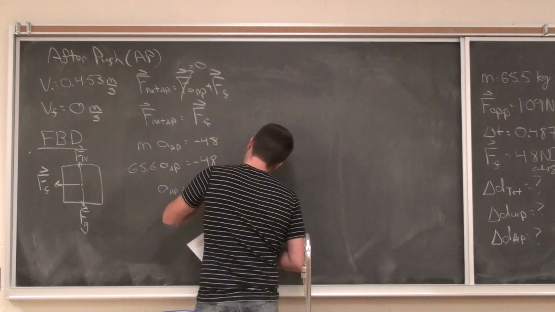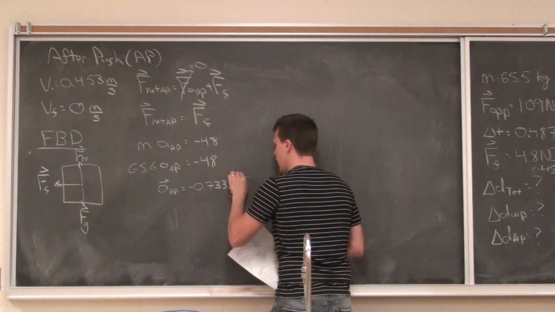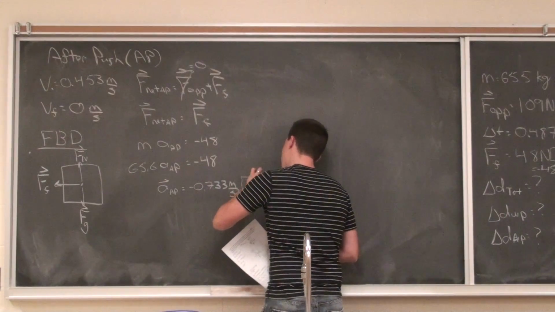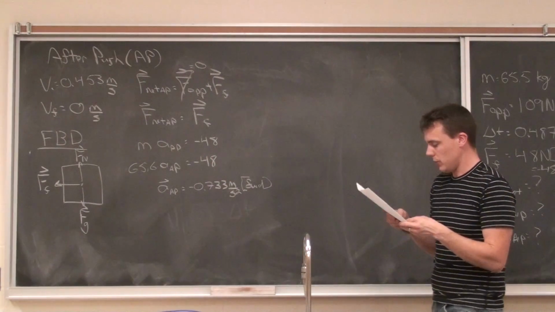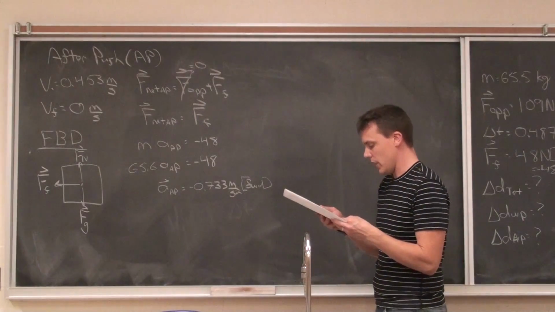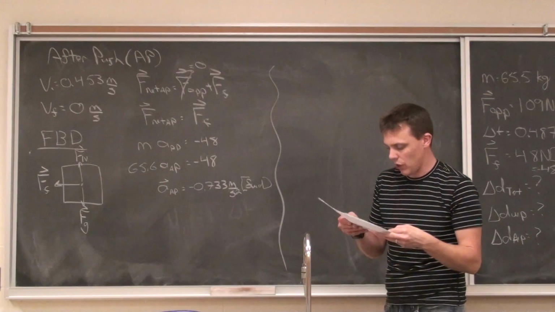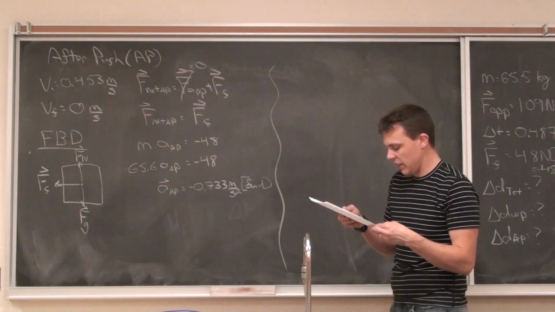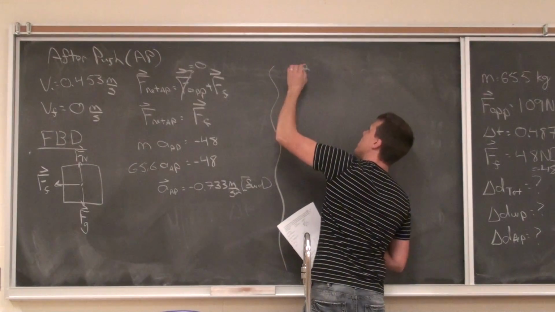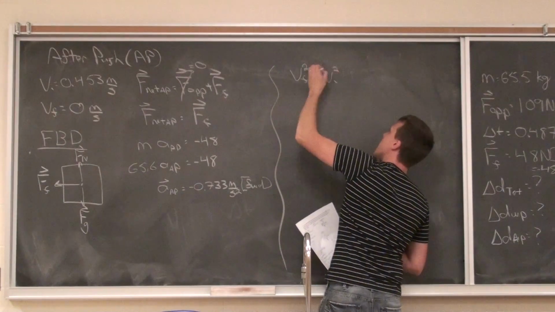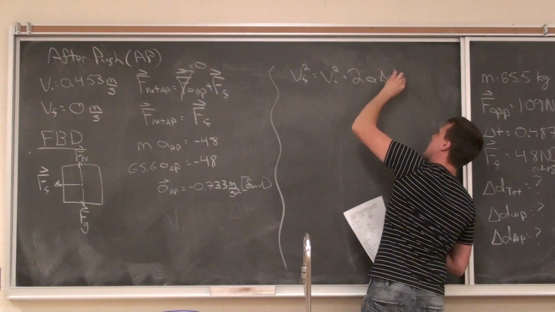0.733. Well, we expected a negative because they'll slow down whenever they stop pushing forward, because the only force acting on them is the force of friction. So the acceleration is going to be in the negative direction. Now that I have that, I can quickly solve for the distance after the push. So I'm going to say v final squared equals v initial squared plus 2a delta d after the push.